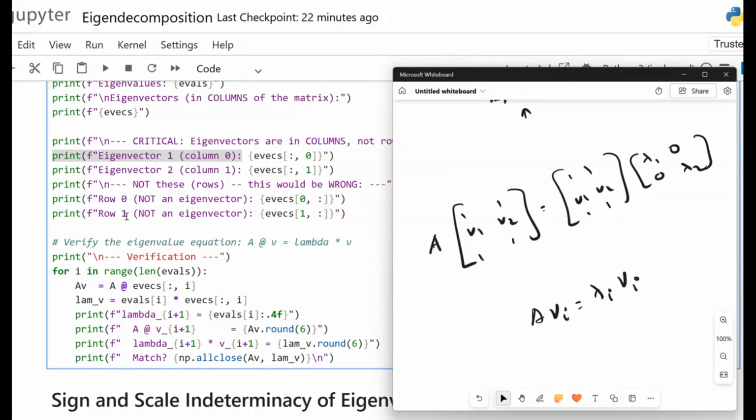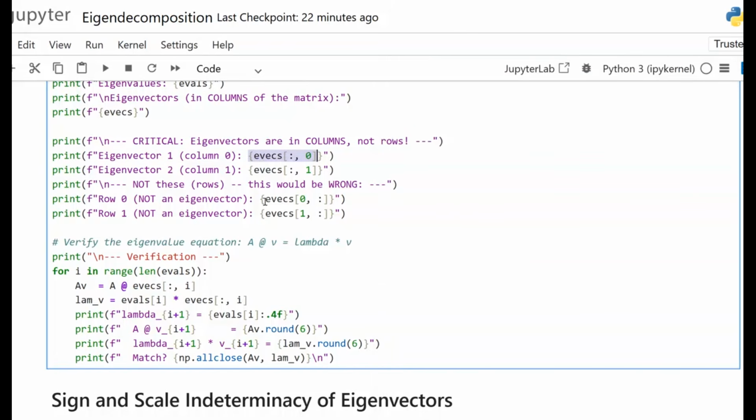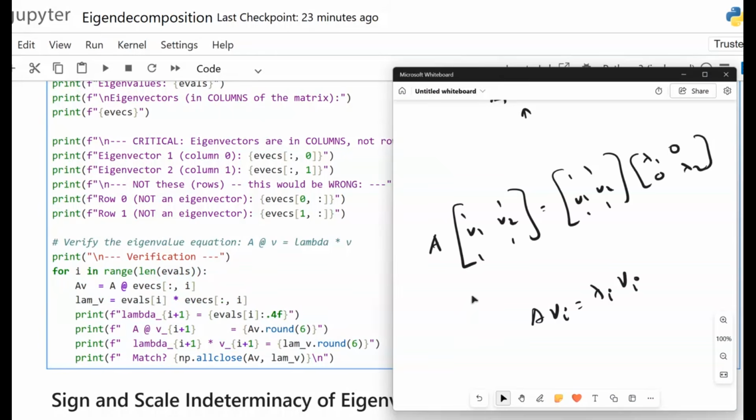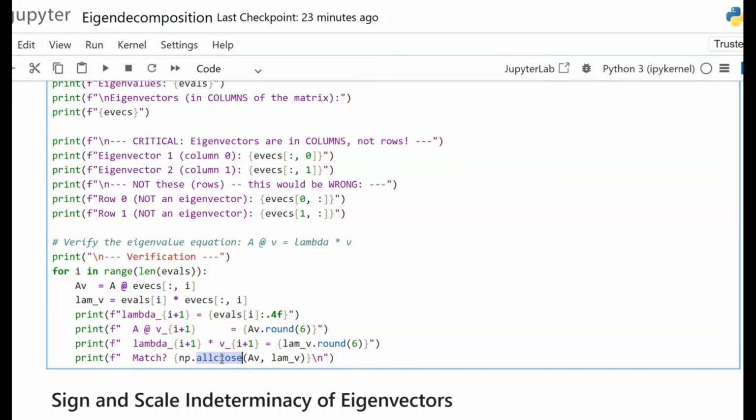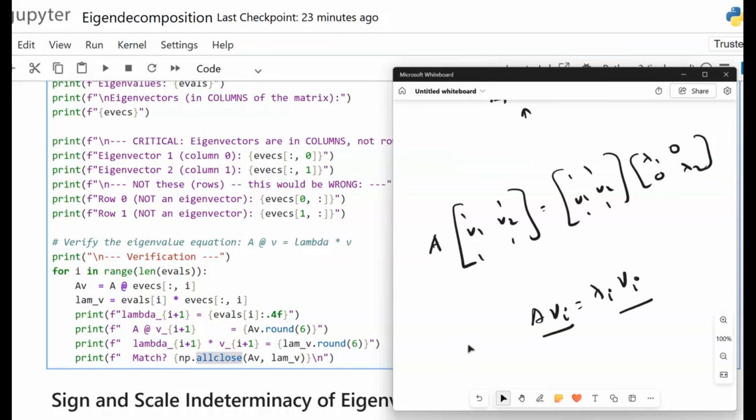And kindly see here, dear friends, a common mistake explicitly shown. This one is a column, not a row, because a row makes up components of different eigenvectors. They do not satisfy A multiplied by v equals lambda multiplied by v. And here we have the loop for verification. For each eigenpair, it computes two things: one is A multiplied by v, and the next is lambda multiplied by v. Then it compares them using NumPy functionality. So this validates the defining equation A multiplied by v equals lambda multiplied by v.